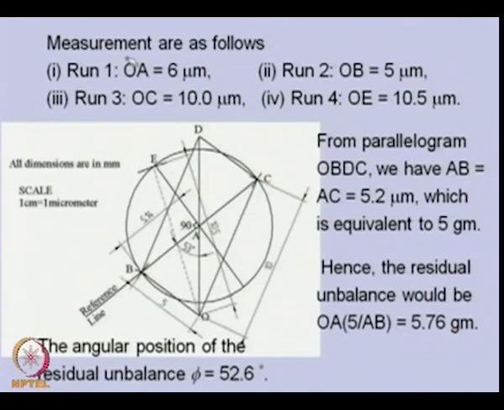So the first run, let us say OA is equivalent to 6 micromillimeter amplitude of vibration. Run 2, OB is equal to this much, OC is this one, and OE is this much. Now with this we can construct the parallelogram, that is O, B, D, C, as we described earlier, and once we have drawn the circle also, we can see the intercept which is coming here. So E is here corresponding to the 90 degree.